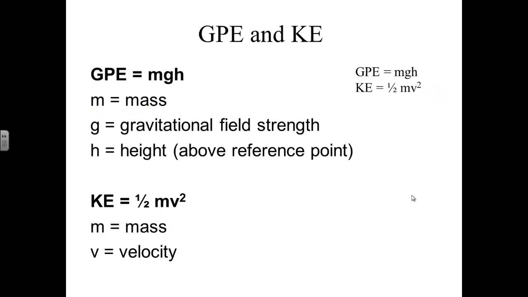Now, there are two forms of energy that you need to be aware of, and there are mathematical equations that go with these. That's GPE, gravitational potential energy, which is mgh. M is the mass, g is the gravitational field strength, which is 10, and h is the height above a reference point, the 0 point. Then there's also kinetic energy, which is half mv squared. M is the mass and v is the velocity. And we need to do an example of this now.